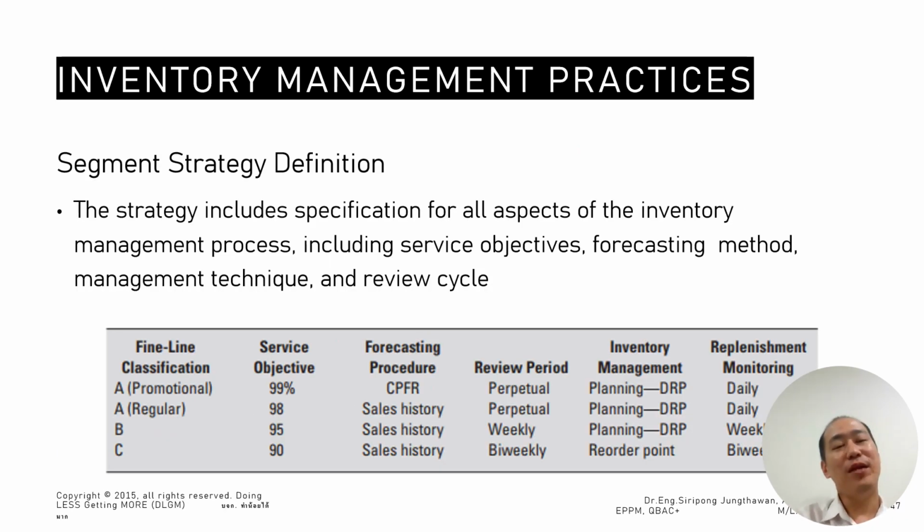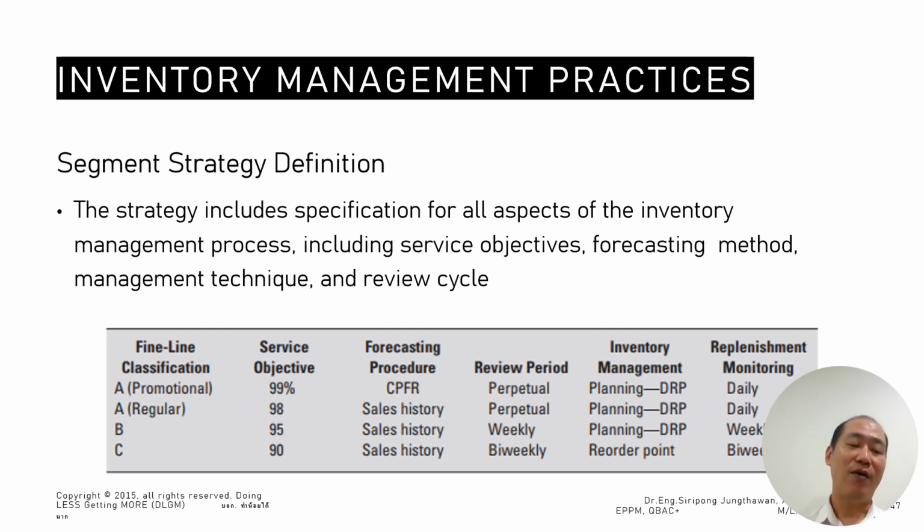And the last inventory management practice helps you understand segment strategy definition. The strategy includes specification for all aspects of the inventory management process, including service objective, forecasting method, management technique, and also review cycle. You can see A, B, and C. So you can use this idea to help you. It looks like a practice.